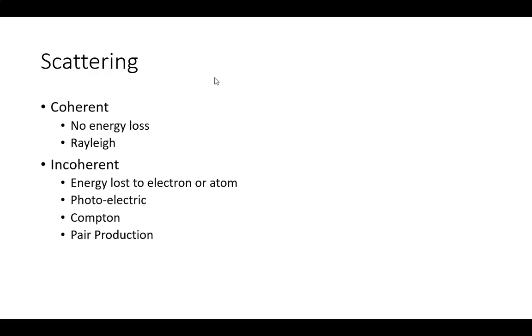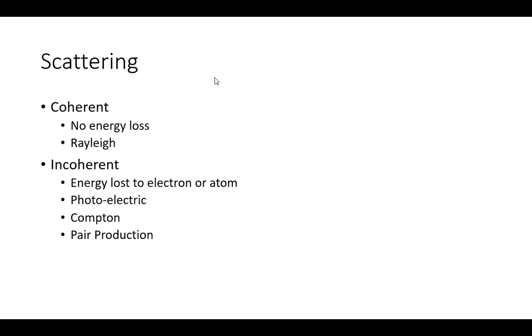All right, so I want to talk about scattering real quick. Is everybody familiar with at least some amount of scattering? So how about the first one, coherent, right? So coherent, there's no energy loss. That's Rayleigh scattering. Anybody know what Rayleigh scattering is? There's a great example of Rayleigh scattering. Why is the sky blue? Rayleigh scattering, that's why. Right? So it's coherent scattering, that's what makes the sky blue. Okay? Deal with that on the next slide.